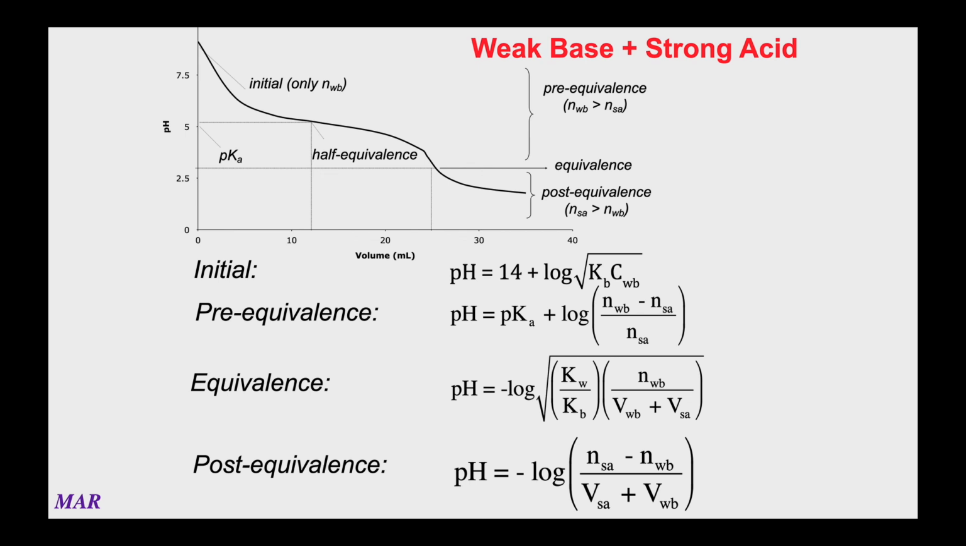And then finally, post-equivalence is where the strong acid dominates. pH equals minus log NSA minus NWB divided by VSA plus VWB. That's a very similar equation to when you had the strong base plus strong acid post-equivalence. Instead of using NWB, I used NSB. Same thing. You're just substituting in the different values. When the strong acid dominates, it's always going to look something like that.